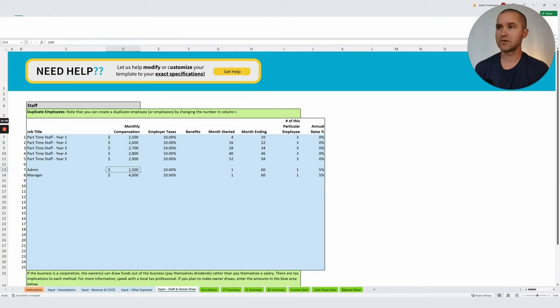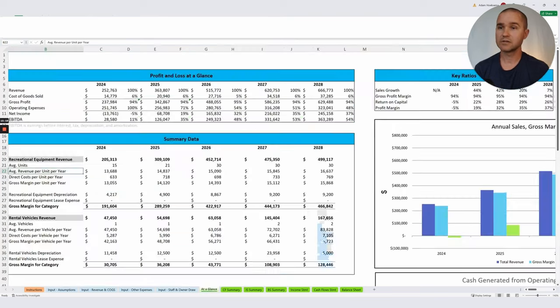And then maybe we also have an admin and a manager of the business being paid $4,000 and $1,500 per month respectively. And these positions start in month one and end in month 60. So they go the whole way throughout the five-year model. They're not laid off during the off season. So that is all of our input tabs. And that brings us back to our at-a-glance tab where we can see our profit and loss, as well as some of our key summary data and key ratios, along with various graphs and charts.